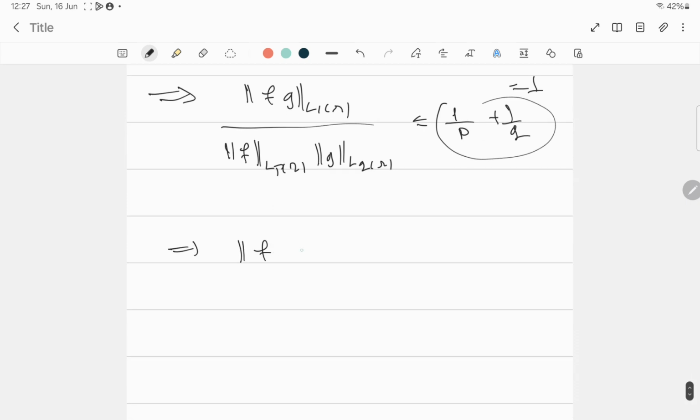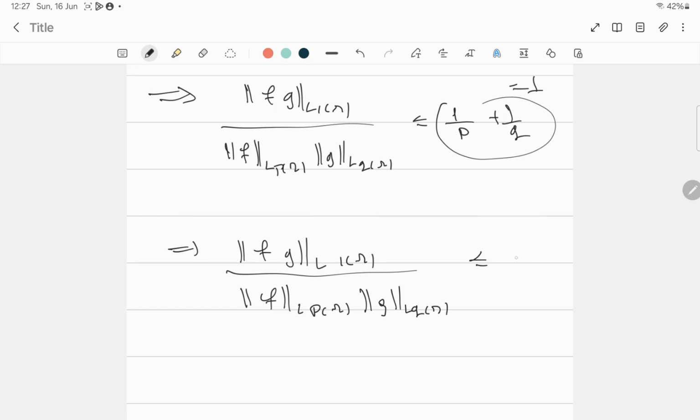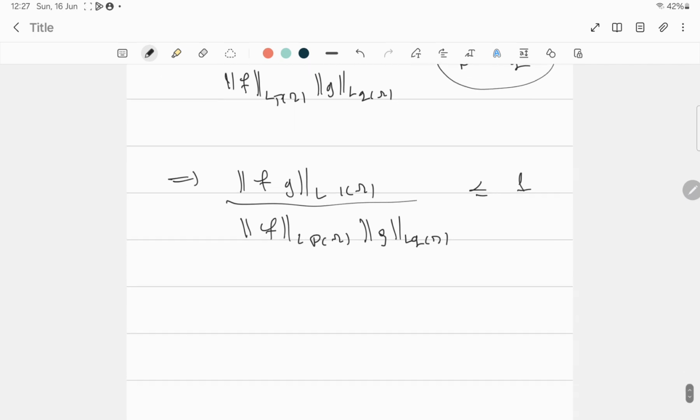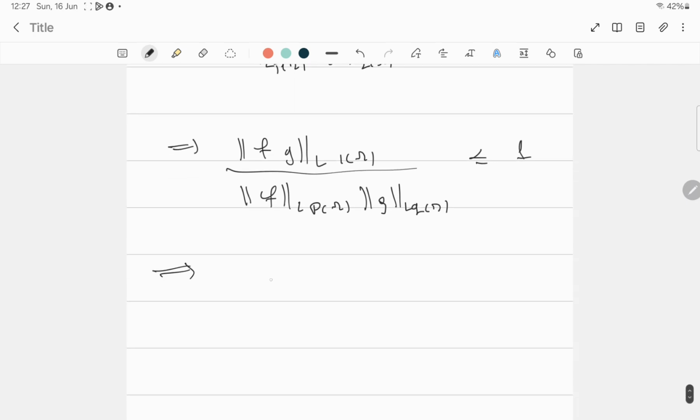So we obtain that the norm of f times g in L1 over the norm of f in Lp of omega times the norm of g in Lq of omega is bounded by 1, and by rearranging this inequality a bit, we have that at the left hand side the norm of the product of the two functions in L1 is bounded by the norm of f in Lp of omega times the norm of g in Lq of omega.